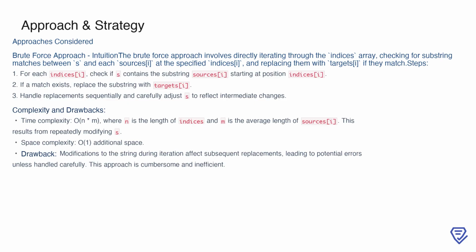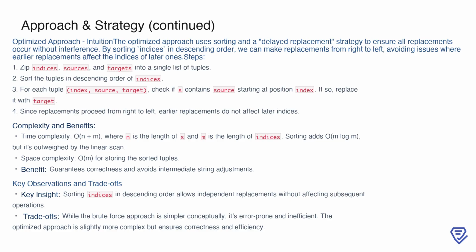This inefficiency arises because modifying the string repeatedly during iteration is computationally expensive. Additionally, it can lead to errors if we don't carefully account for how changes in the string affect future operations. While conceptually simple, this method is both cumbersome and error-prone. Now, let's explore a more efficient solution, the optimized approach.